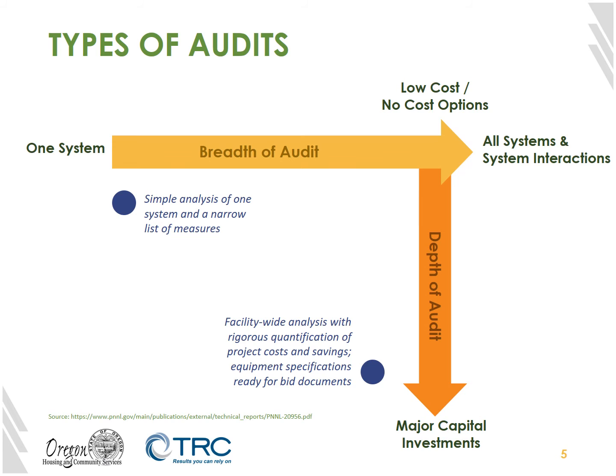The ASHRAE scale categorizes audits based on the depth of the audit, the vertical scale of the chart. However, you may also categorize audits based on the breadth of the audit, the horizontal scale of this chart. On the left-hand side would be an audit that focuses on a single system of a building and how to improve that system. On the right-hand side of the chart would be an audit that focuses on the full building and how the different systems interact with one another.